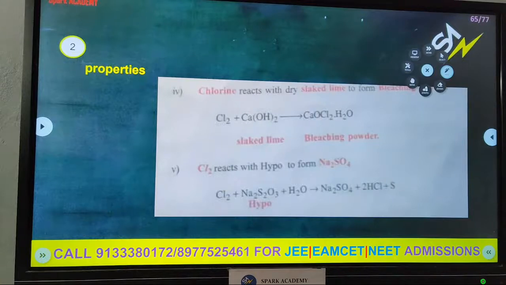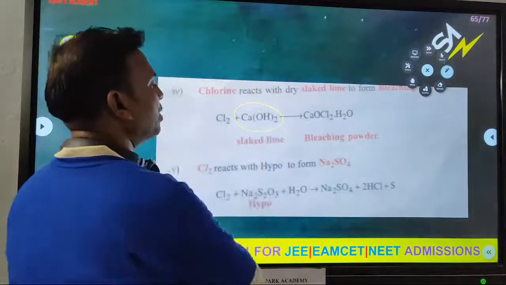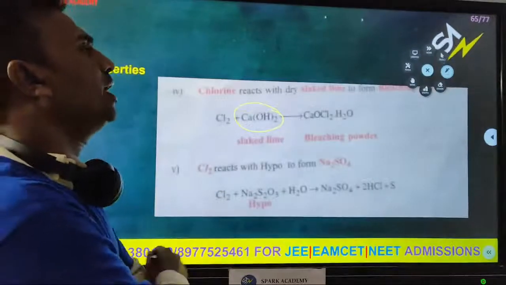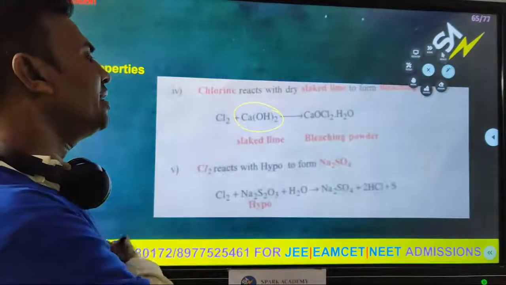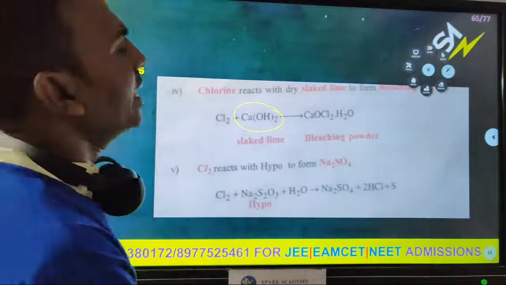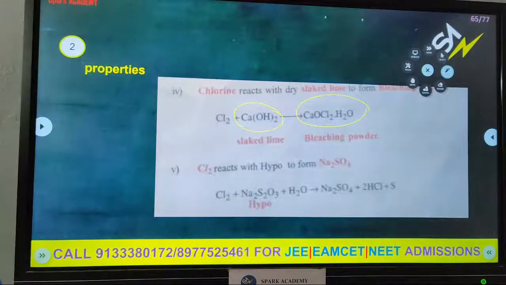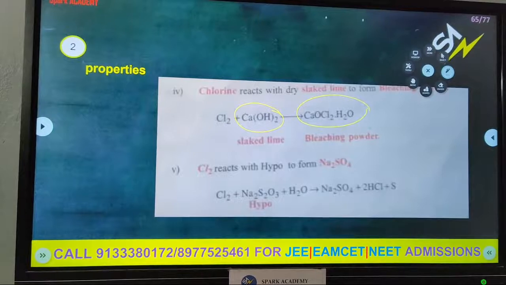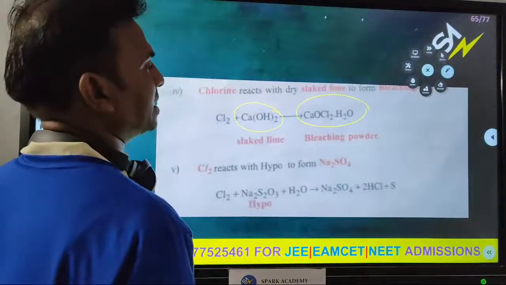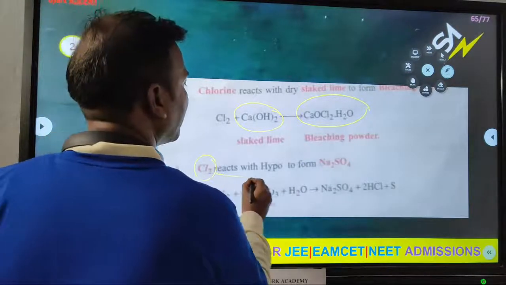Next, the 4th property. Chlorine reacting with dry slaked lime. Calcium hydroxide is called dry slaked lime. When we pass chlorine gas into the slaked lime, it forms CaOCl2.H2O. This CaOCl2.H2O is called bleaching powder constituent. Now this chlorine reacts with hypo.